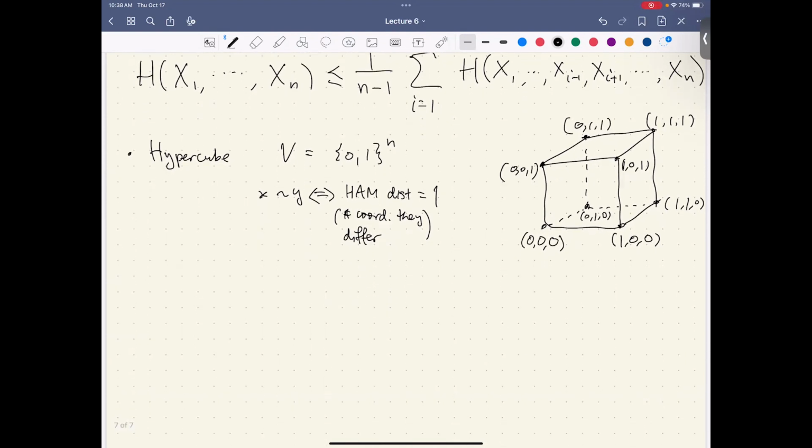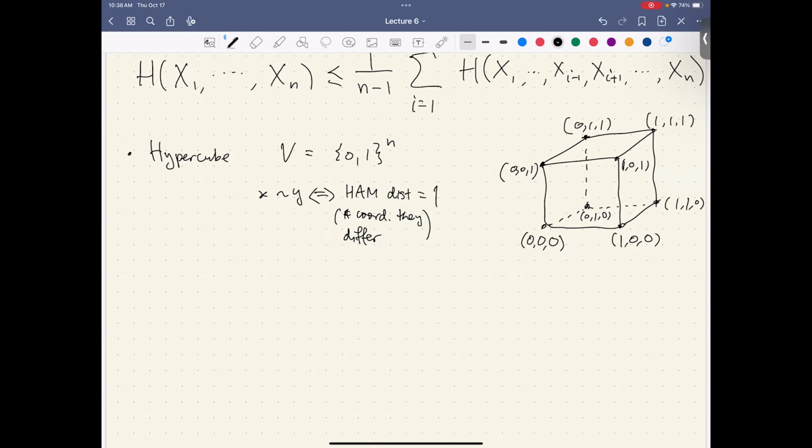Now, the edge isoperimetric inequality is saying, given a subset of vertices of the hypercube, how many edges go across this set to the other side? But we're going to phrase it for convenience as how many edges stay inside this set A, because this graph is regular, so it's the same. So this inequality is saying, given a subset of vertices of the hypercube, how many edges are in it?